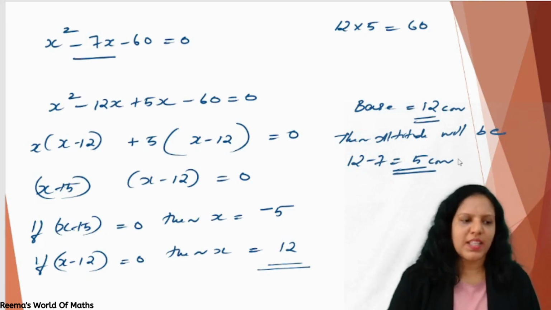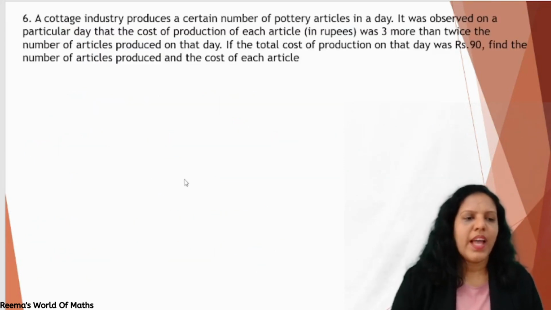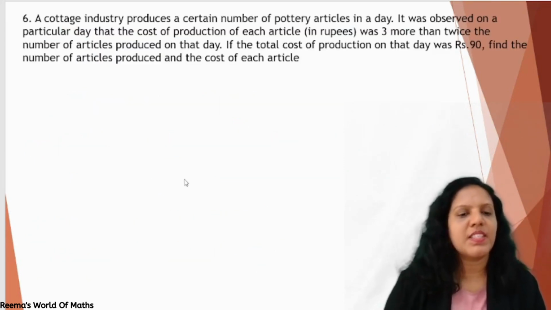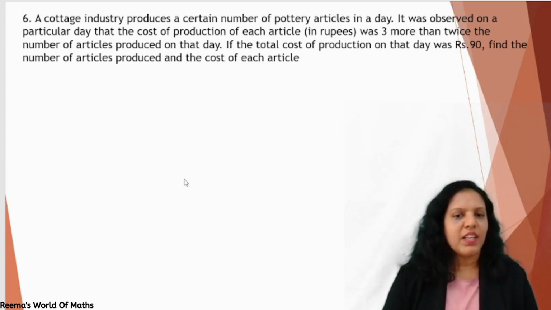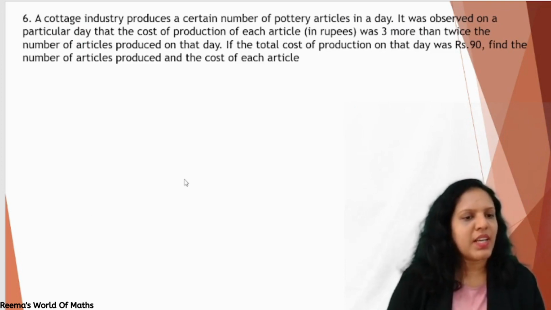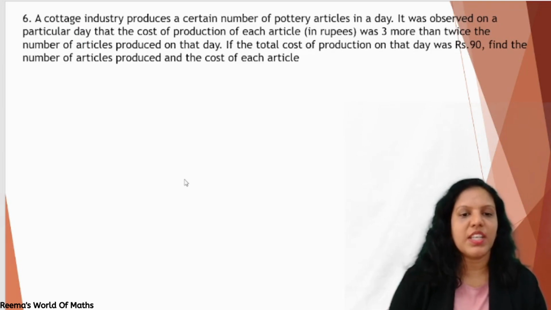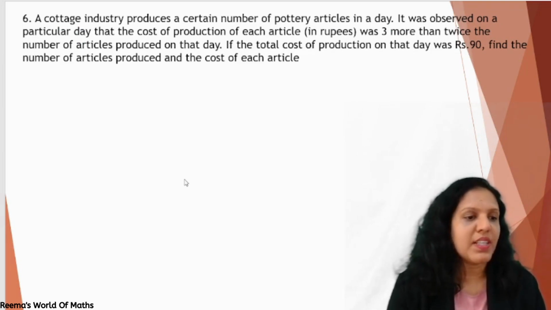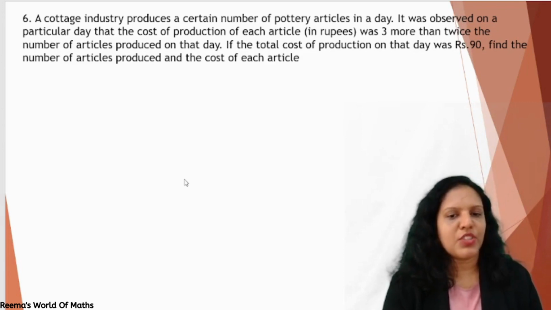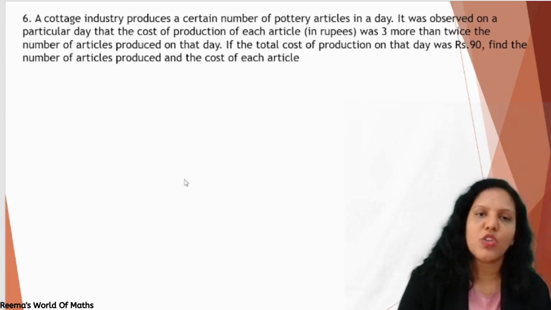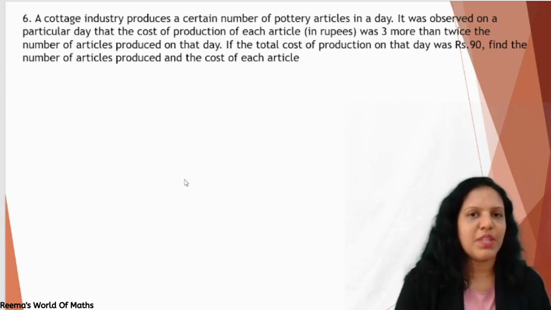So now let's see the last question. A cottage industry produces a certain number of pottery articles in a day. It was observed on a particular day that the cost of production of each article in rupees was 3 more than twice the number of articles produced on that day. If the total cost of production on that day was rupees 90, find the number of articles produced and the cost of each article. We did a similar question.